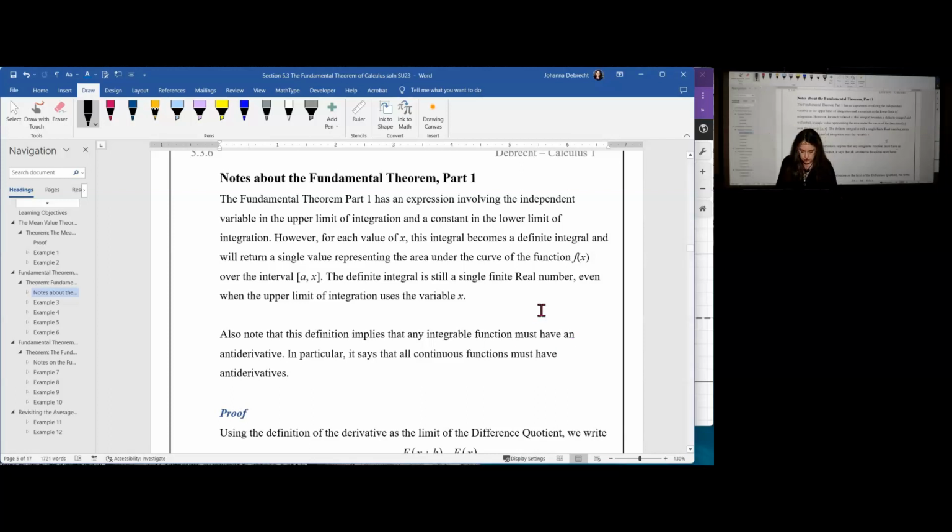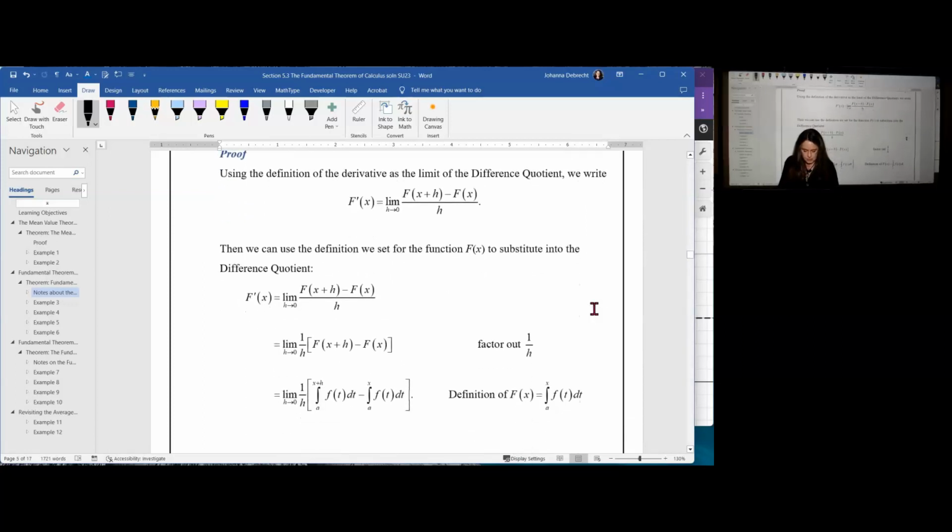Let's go ahead and prove the fundamental theorem of calculus part 1 now. Again, what we're trying to prove is that the definition of uppercase F, an antiderivative of lowercase f, is going to be the integral from a constant value to a variable expression involving the independent variable of f of t dt. We're going to start with the definition of the derivative. We are assuming, of course, that F prime of x exists and is equal to lowercase f.